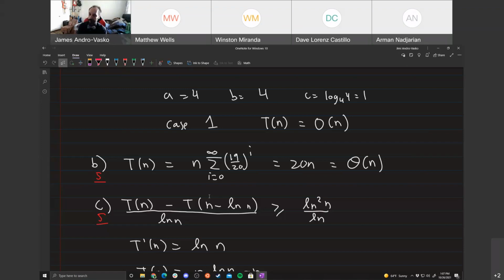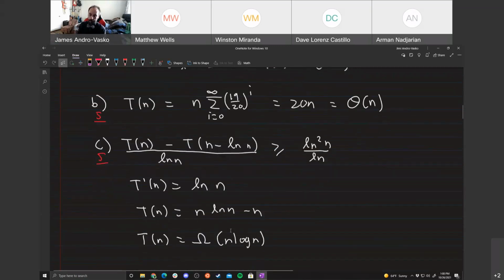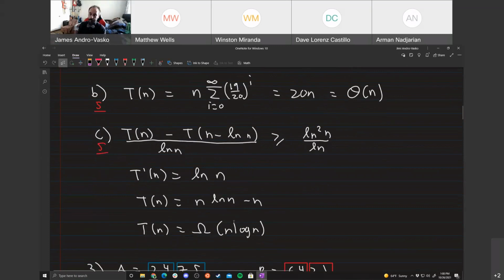And then for part C, we used the antiderivative method. So we had T of n equal T of n minus log of n plus log squared of n. We set it up in this type of form, and our delta n or delta x was going to be natural log. So we divide natural log to both sides. Now our derivative is natural log. So T of n is just the antiderivative of this, which is n log n minus n, which is n log n. We use omega because this is where T of n was greater than or equal to that right-hand side expression.